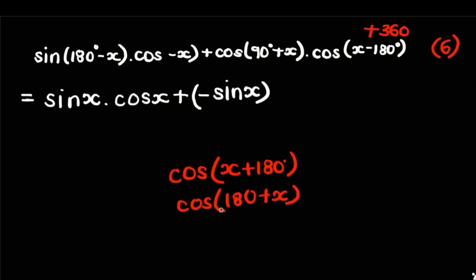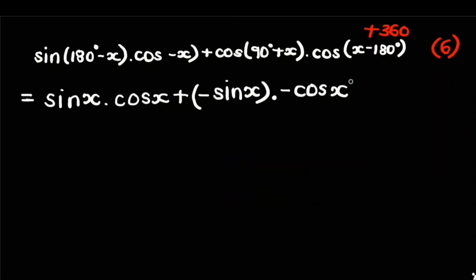Now working with that, 180 plus lies in the third quadrant where cos is negative. So here we have negative cos x. In the next step, we're now going to simplify what we have. Focusing on the first term, we notice that that cannot be further simplified. So we're going to leave it as is.